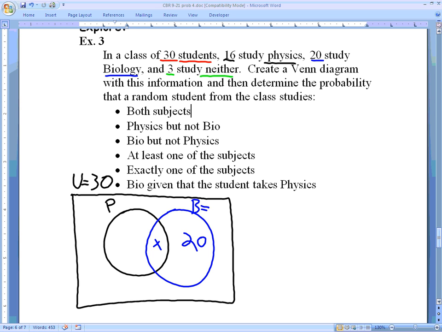So the trick is put the 20 outside of the group. I don't know how many of those 20 just study bio and how many of those 20 study bio and physics, but I know there's 20 total who study bio. Same thing with physics, 16 study physics. So don't put that in the crescent, label it outside. That's the whole circle. Everything in the crescent part on the left as well as the football looking part in the middle are all studying physics. It says 3 study neither, so I can add that information right away.